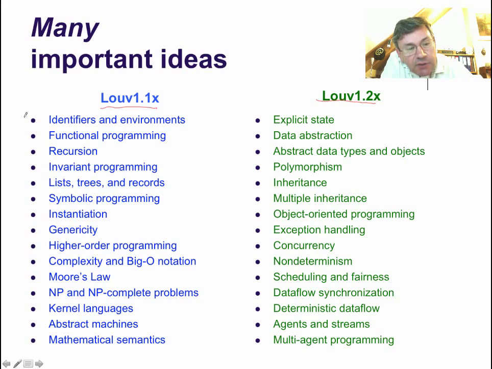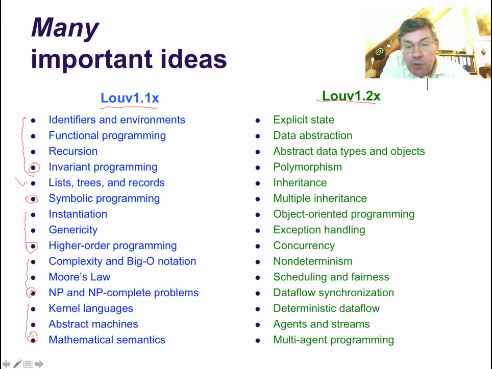So here it starts, very simple: identifiers, environments, functional programming, recursion, invariant programming, the best way to do loops in any paradigm, important data structures, lists, trees, records, symbolic programming with other things than numbers, and then the foundation for all of the techniques of abstraction: higher order programming, genericity, instantiation. Also issues of efficiency, complexity, big O notation, asymptotics, Moore's law, NP, NP-complete problems, and then semantics, mathematical semantics based on abstract machines, kernel languages. So this is all covered in Louvain 1.1x.